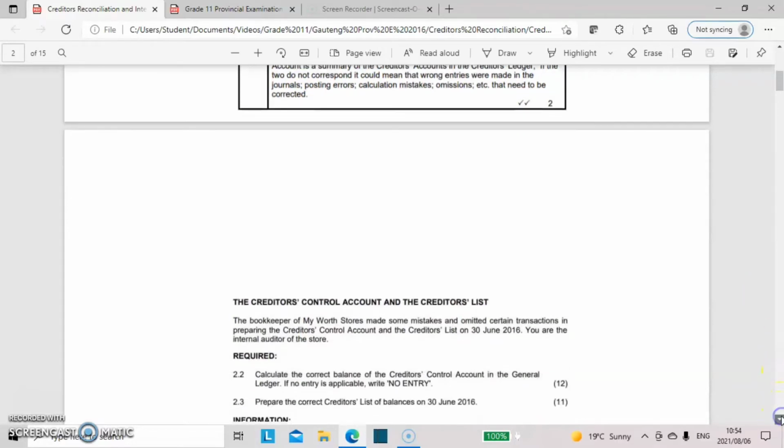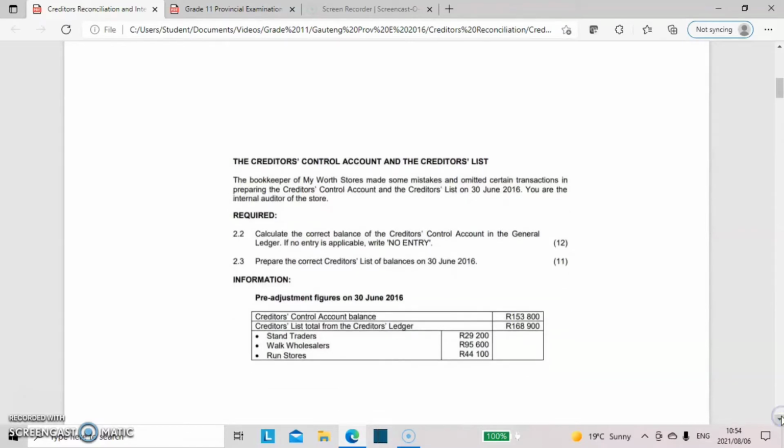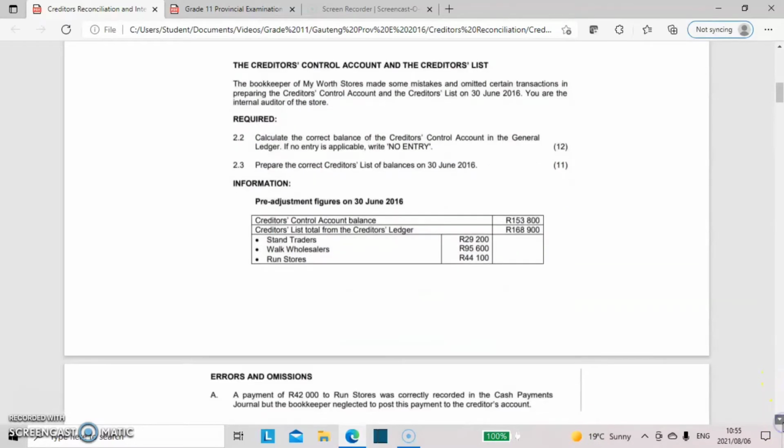So question 2.2 says calculate the correct balance of the creditors control account in the general ledger. If there's no entry applicable, we need to write no entry, and we need to prepare the creditors list of balances on 30 June 2016. Yeah, they gave us this information, but we were lucky. All of this is in the answer book already, so I don't really need to worry about any of this. Let's look at number 8.